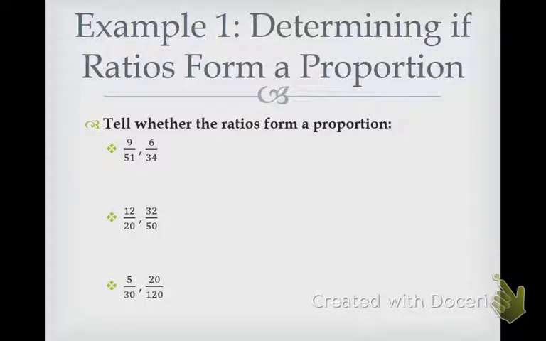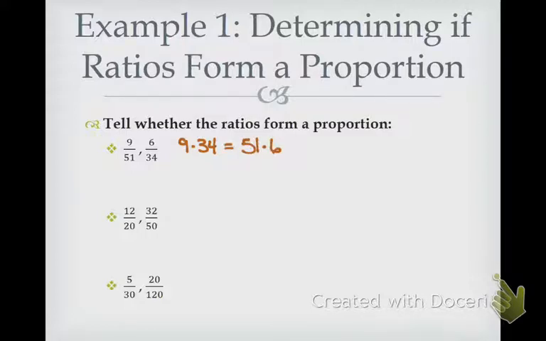So, as you remember, cross products is multiplying diagonally the values. So 9 times 34 and 51 times 6. If you write 6 times 51, that's the same thing. Okay? 9 times 34 and 51 times 6.